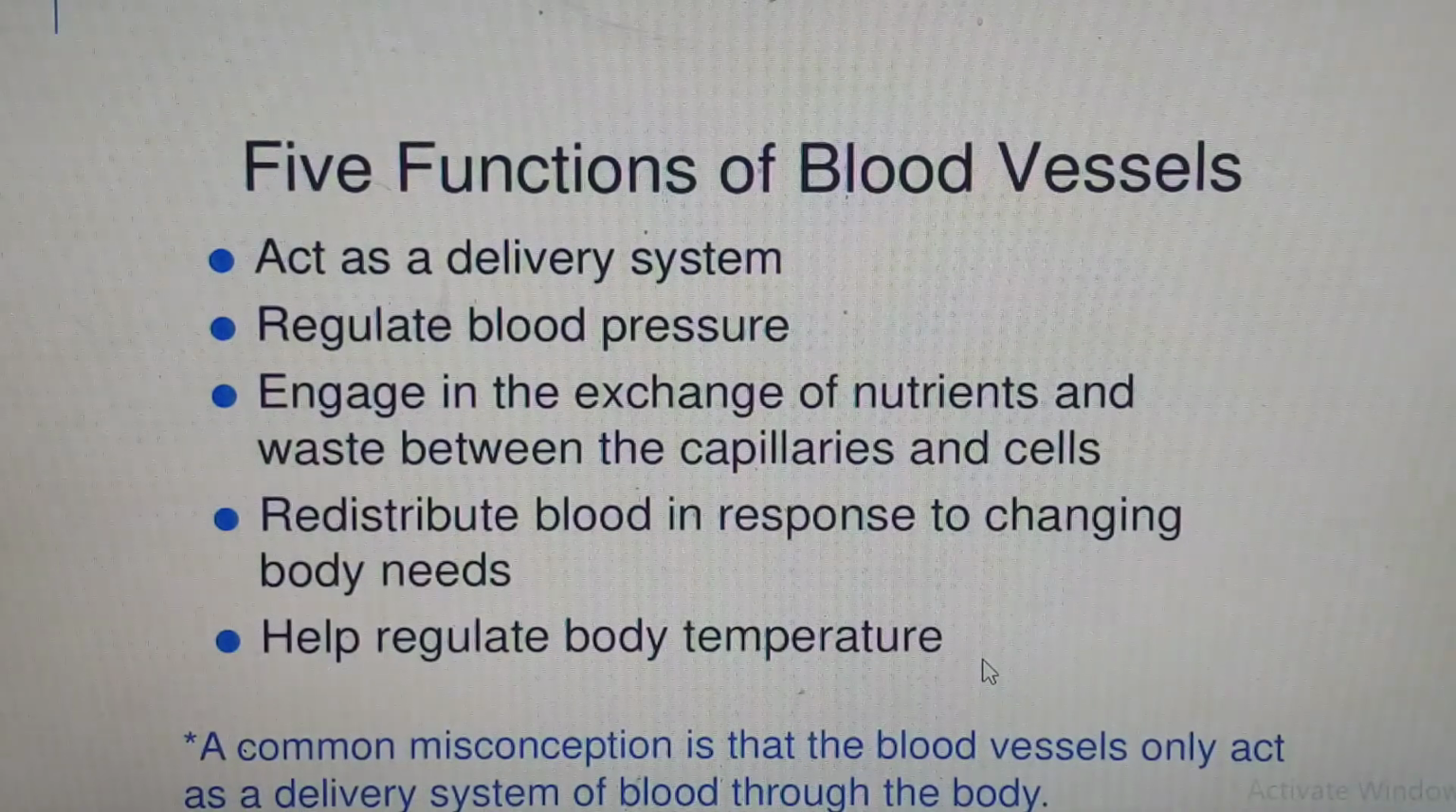In the same vein, if there is too much body temperature, increased body temperature, then there should be dilatation of these blood vessels to ensure that more blood flows under the skin, so that heat within it will be dissipated to the external environment. So these are some important functions that the blood vessels are going to do.